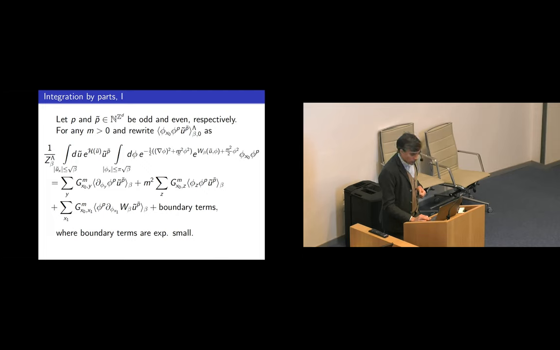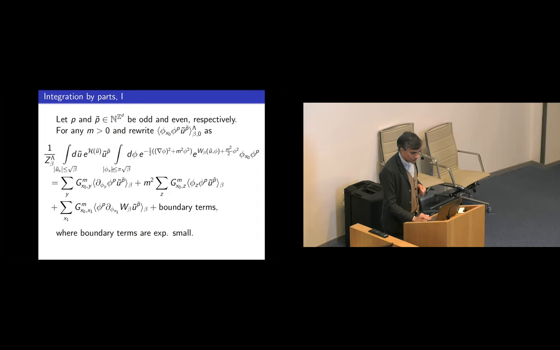Here, for convenience, I add and subtract a mass term that I want to do so. And now I want to integrate by parts this phi x naught with respect to this reference Gaussian measure. So I just use integration by parts. When you use integration by parts, what happens? So you integrate by parts.